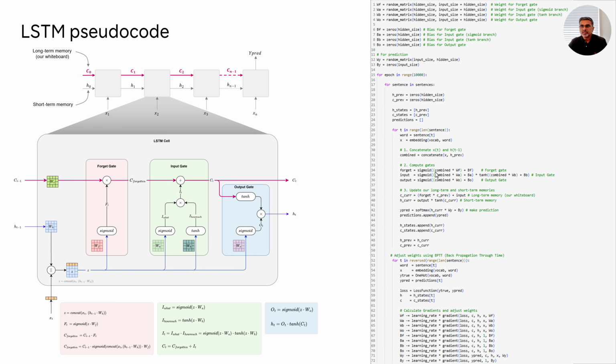What is input? For input, you take Z, the combined value, multiply it by WA, add that to the bias and take a sigmoid of that.